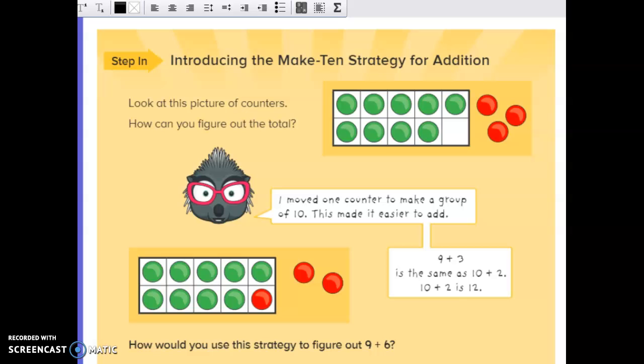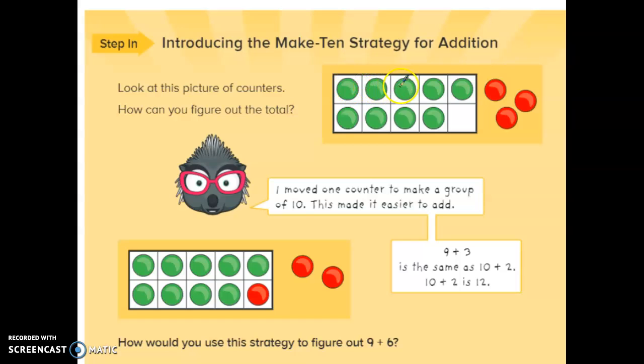This strategy is called Make 10. So look at the pictures of counters, and we need to figure out the total. So we know that this is called a 10 frame. So right now we see 5, 6, 7, 8, 9 green ones, but we want to make 10. So we would just move one more over to make a full 10 frame of 10 counters.